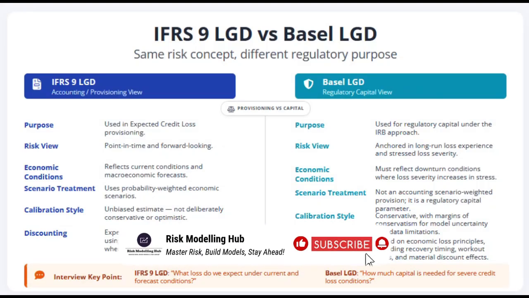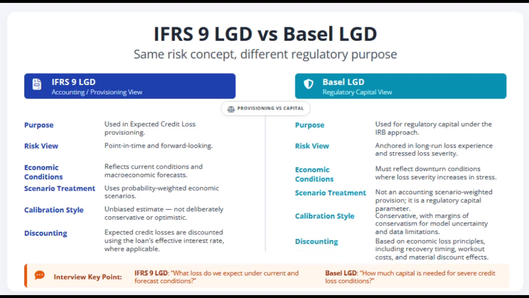Now, from the regulatory framework perspective, this is critical for interviews: understanding the regulatory distinction between the different types of LGD. First is the IFRS 9 LGD, which is the accounting or provisioning LGD. Under IFRS 9, LGD is used for expected credit loss provisioning. The key characteristics involve the point in time, PIT. Forward looking, it should be forward looking.